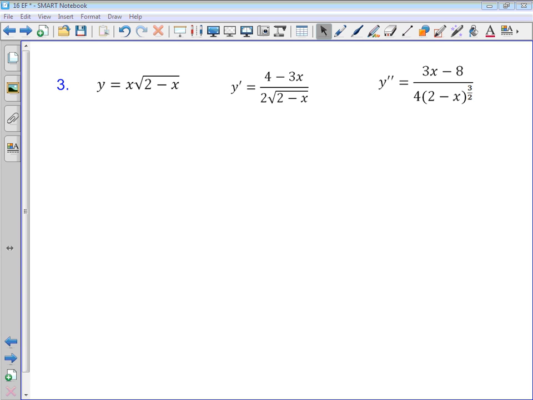So as promised, this is example 3 here, and this one is a little bit different. If you're looking at the original function here, we've got x times the square root of 2 minus x. So unlike most of the examples that were given, this is not a rational function. So we're going to have to draw back on some of the skills that we learned back in advanced functions to think about how this thing behaves.